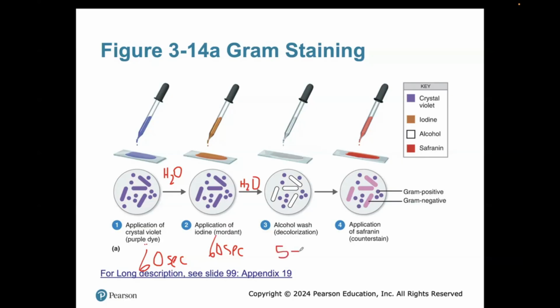So we know that the alcohol is about 5 to 7 seconds. I say lean toward 5. And then once you rinse it off with water, you add your safranin, the counterstain, for 60 seconds, right? And so what do we see? We end up seeing that the pink bacteria are in fact the ones that were originally colorless, and these are representative of our gram negatives. And our purple bacteria are in fact gram positive bacteria.